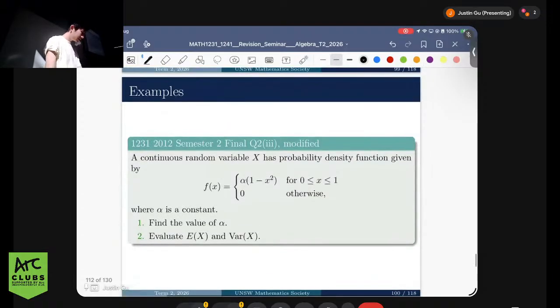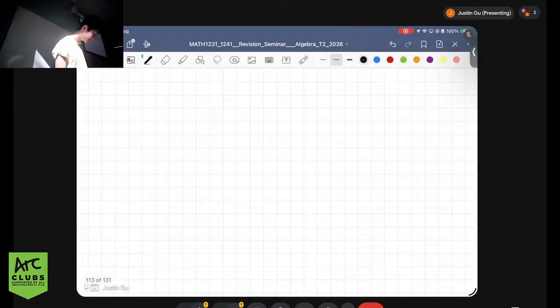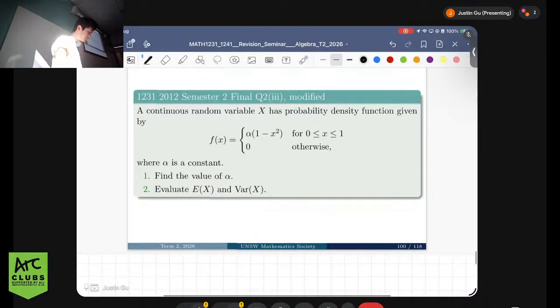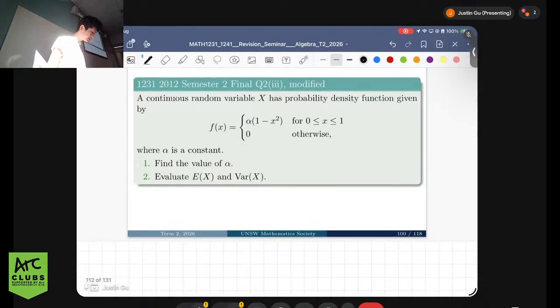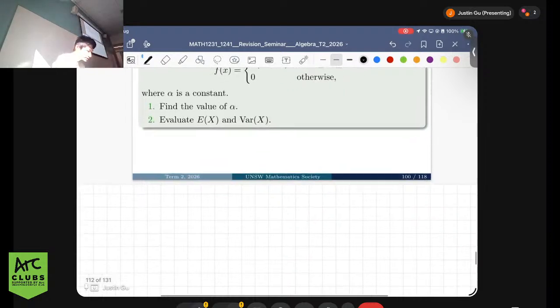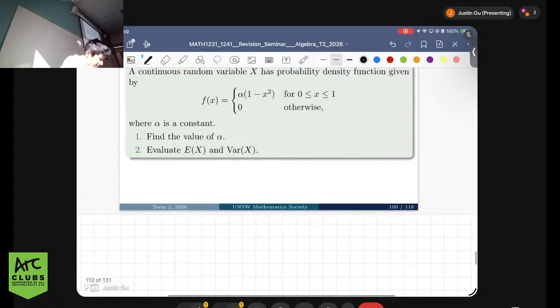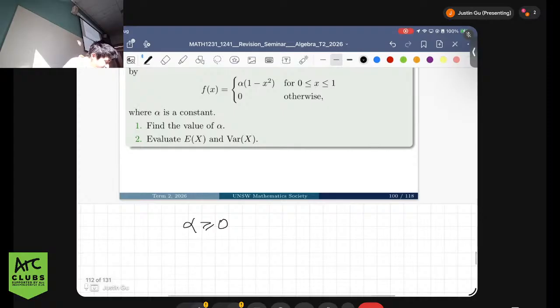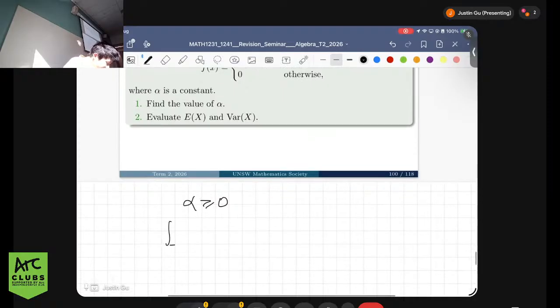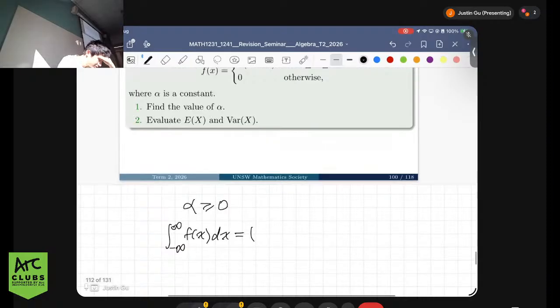So for example, this question from the exam: a continuous random variable X has probability density function given by that. Find the value of alpha. First of all, we should check that this is always non-negative, so alpha has to be at least 0, otherwise this would be negative at some point. We should also check that the integral from negative infinity to infinity of f(x) equals 1, because it has to form a probability distribution.